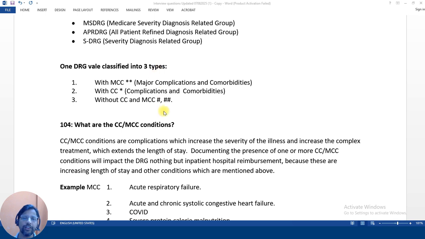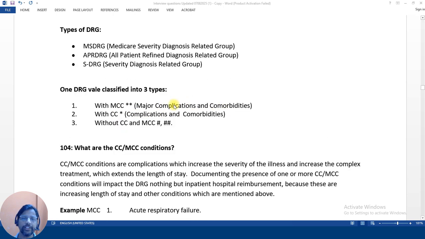Okay, so if you want to code DRG, you need to check for: with MCC, major complications and comorbidities; with CC, complications and comorbidities; without CC and MCC. So basically your DRG value depends on these CC and MCC also. So if you want to learn about this MCC and CC, please mention it in the comment section of this video so that I can create separate videos related to MCC and CC.